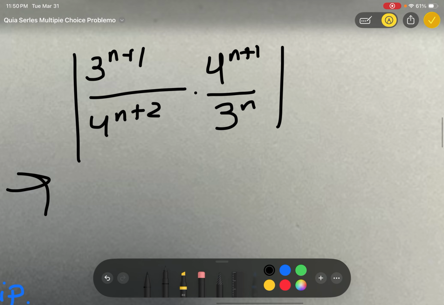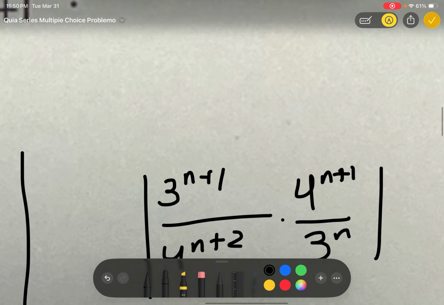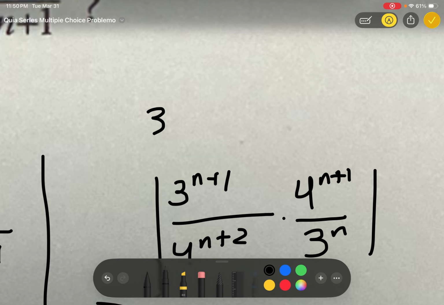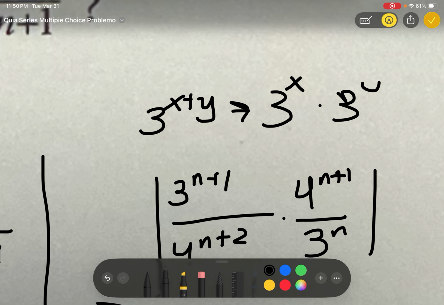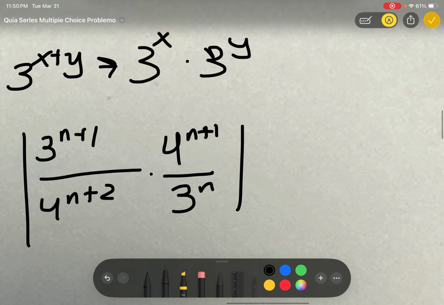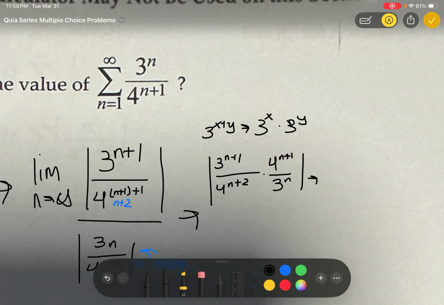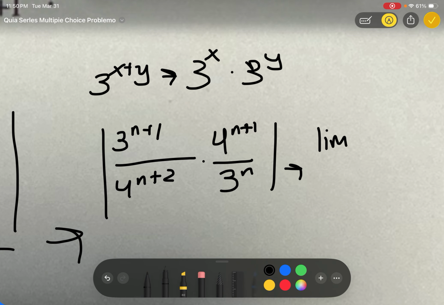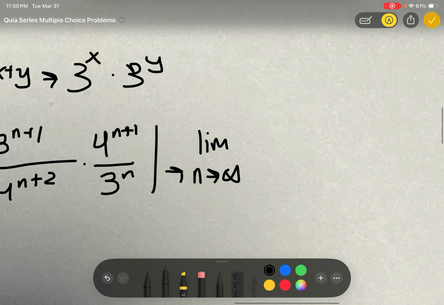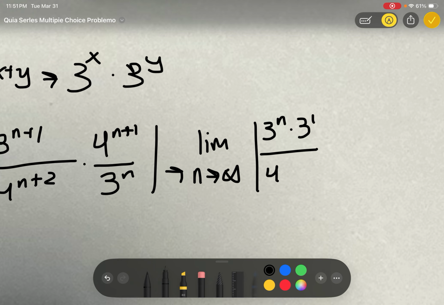What we're going to do next is separate everything. Properties of exponents say that 3 to the x plus y can be rewritten as 3 to the x times 3 to the y. So that's what we can apply here. The limit as n approaches infinity is going to be 3 to the n times 3 to the 1, over 4 to the power of n times 4 squared, times 4 to the n times 4 to the 1, over 3 to the n.